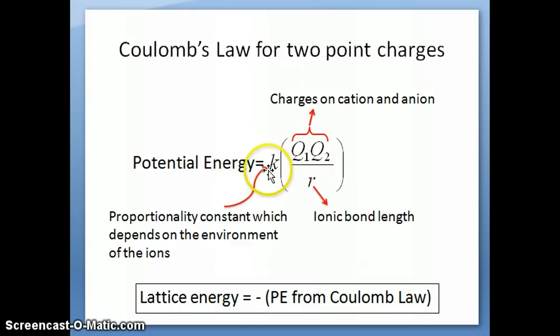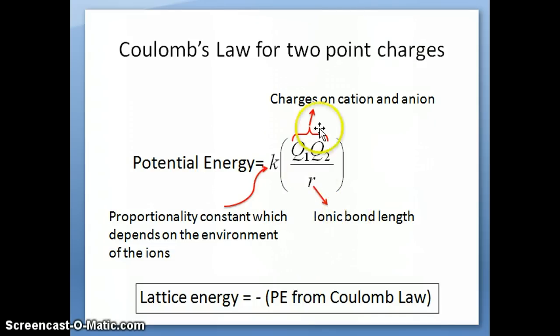We're going to focus on the Q1, Q2 over R component because this is the part that's important to us. The K is important, but it's not something we can use too much at this point. This is basically a proportionality constant, and it depends on the environment of the ion, so pretty much on the specific type of ionic compound you're talking about. What we're interested in is not calculating the potential energy for a particular ionic compound. As you'll see in the next example, we're going to compare, relatively speaking, two ionic compounds to see which one has a stronger lattice energy.